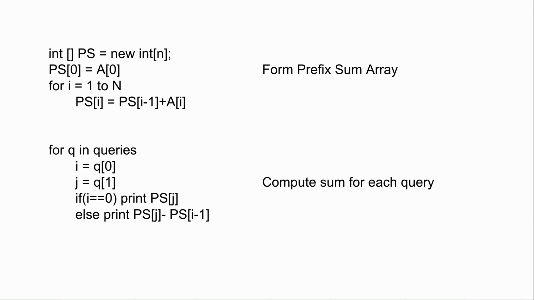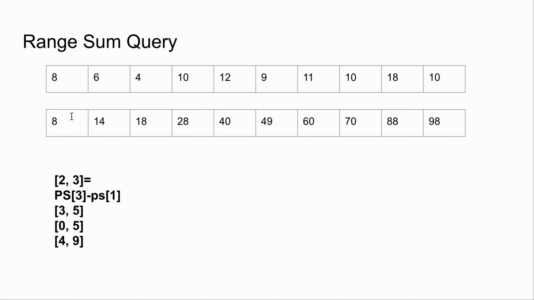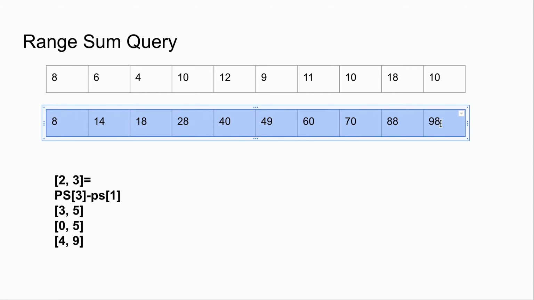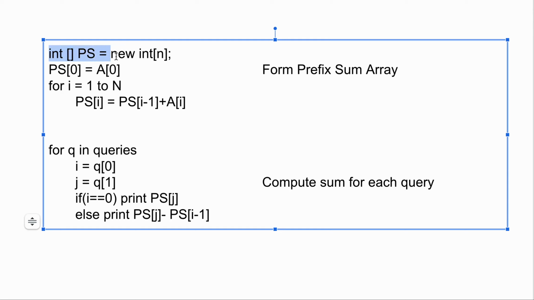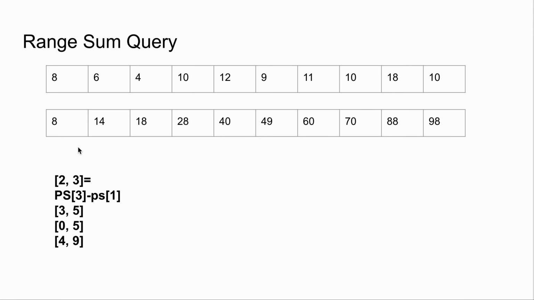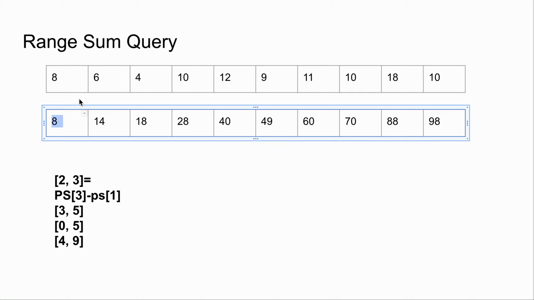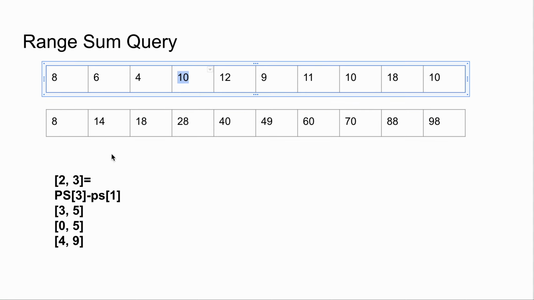So let me show you the pseudocode. First thing is we will form this particular array. This is not given to you. We will be forming this particular array. How do we form this? So the first element will just be equal to the element, right? The first element will be 8. From the second element, whatever is the prior element, we keep on adding that. For example, we add 6 to this, then again we get 14. We add 4 to this and get 18. To 18, we add 10 and get 28.